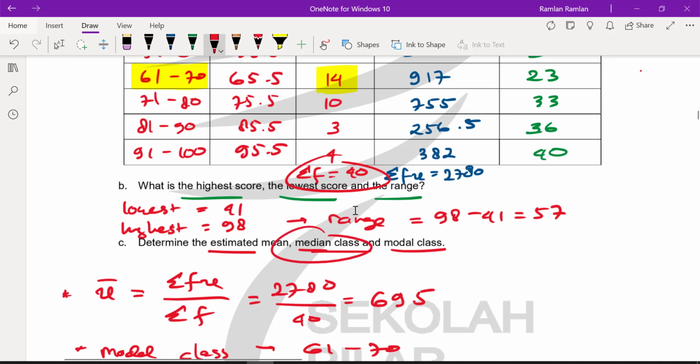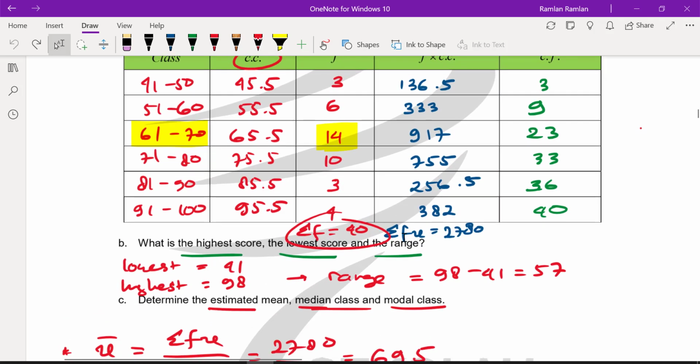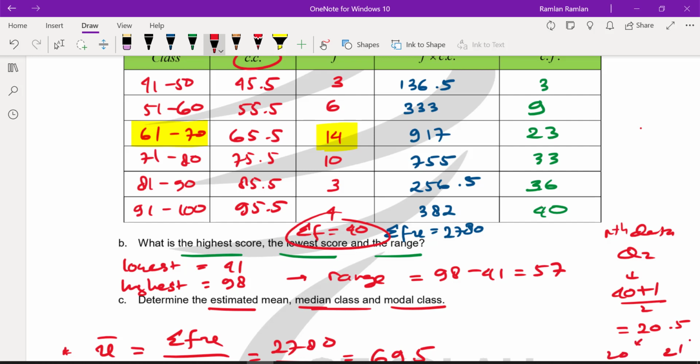Okay, the next one is the median class. Again, guys, remember that we can find the median class by looking at the CF, and we know that we have 40 data, right? So the nth median data is going to be 40 plus 1 divided by 2, the same thing like we did before. So the nth data for quartile 2, or the median, will be 40 plus 1 divided by 2, where 40 is the total data, and that will be equal to 20.5, meaning that we're going to find data number 20 and data number 21.